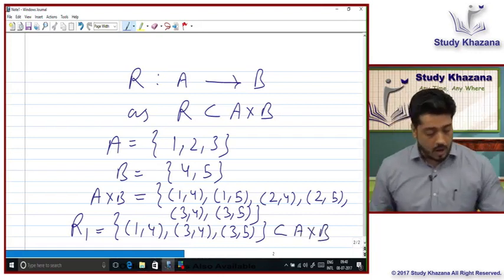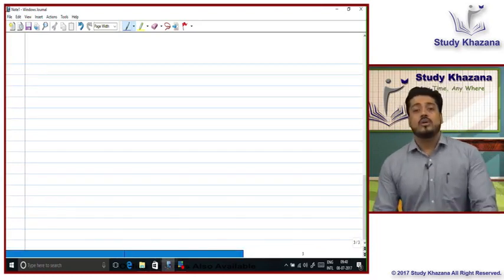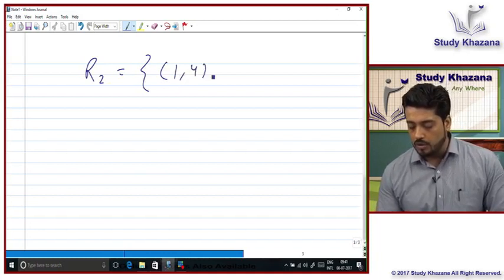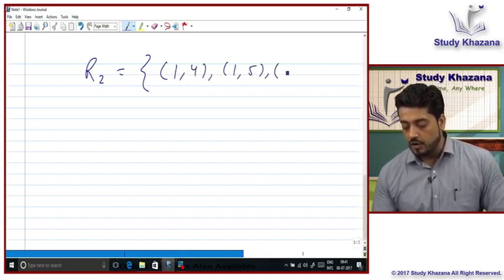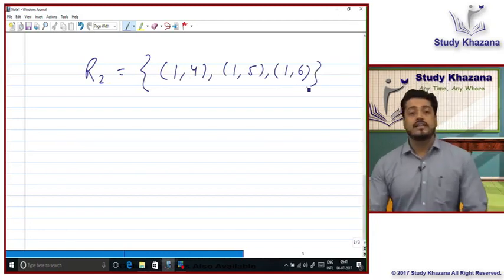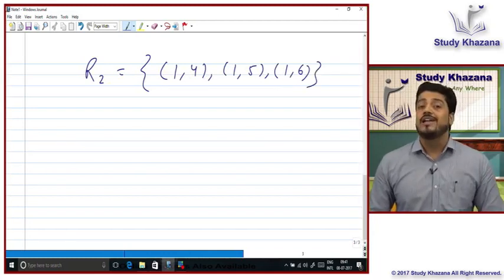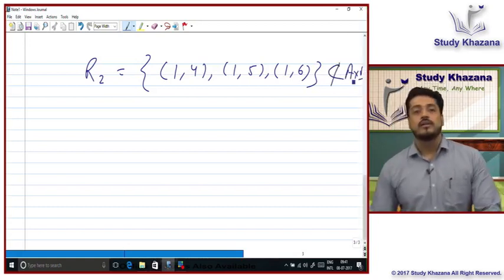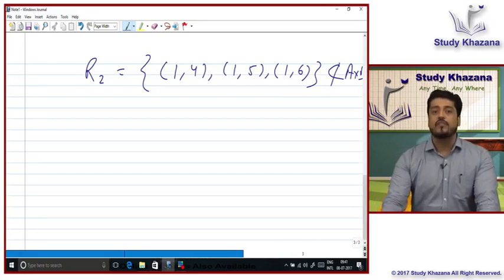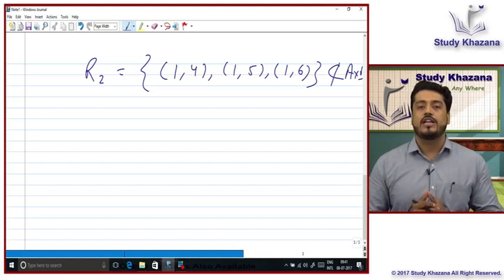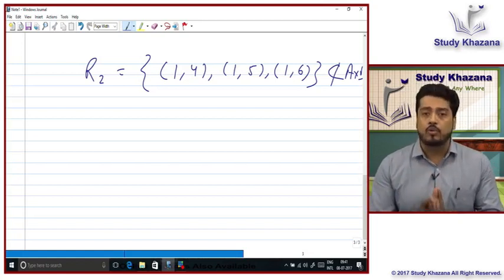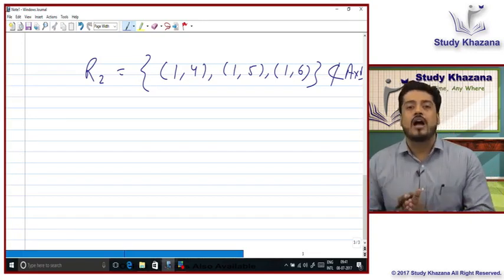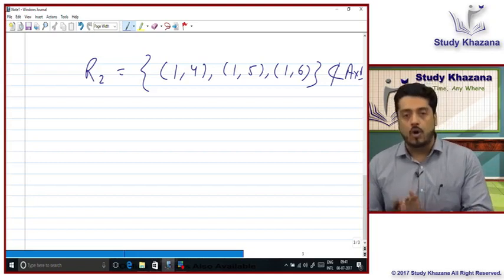Okay? Now suppose I take R2 = {(1, 4), (1, 5), (1, 6)}. Then this R2 is not a relation from A to B. The reason is that this R2 is not a subset of A cross B. So what is important for a relation? The main important point about a relation is that whatever elements you are writing, those elements ultimately must be a part of the Cartesian product A cross B.